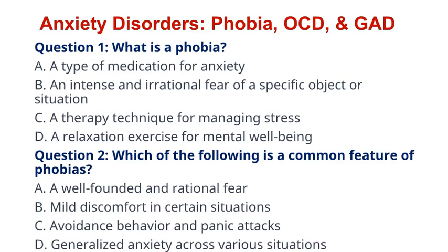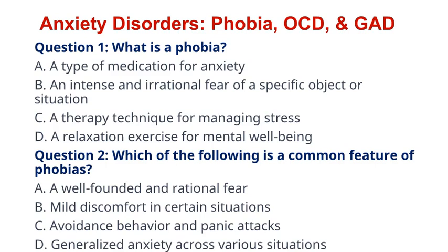Question 2. Which of the following is a common feature of phobias? A. A well-founded and rational fear. B. Mild discomfort in certain situations. C. Avoidance behavior and panic attacks. D. Generalized anxiety across various situations. The correct answer to question 2 is option C. Avoidance behavior and panic attacks. Explanation. Individuals with phobias often exhibit avoidance behavior and may experience panic attacks when confronted with the feared object or situation.